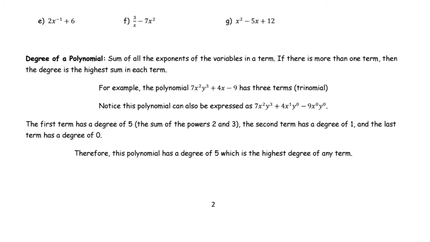In fact, I probably should say it like this. The degree of a term, just one term in a polynomial, is the sum of all the exponents of the variables in a term. Now, if you've got more than one term, then to figure out the degree of the polynomial, we just look at the degrees of each one and we pick the highest degree, the largest degree. So we look at each term, figure out the degree of each term. Whichever one is the largest, that's going to determine the degree of the whole polynomial.